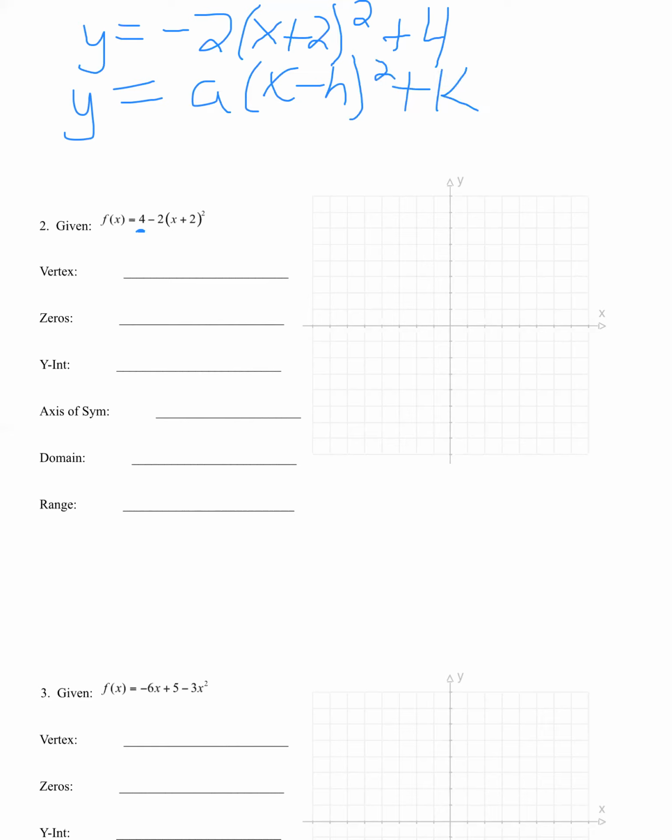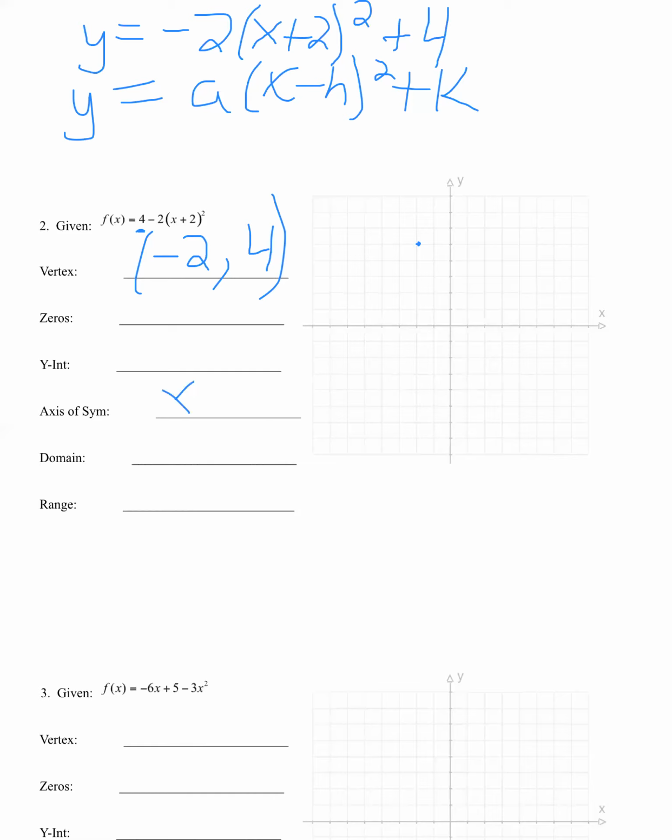So now I can look at this and I can just tell what my vertex is. I don't have to do any math because it's just going to be h comma k. So the vertex in this case is going to be -2, 4. Do you see that? Yeah. So -2, 4 on my graph will be right here. And because I see that a is -2, that tells me this is going to be down like a frown, facing downwards.